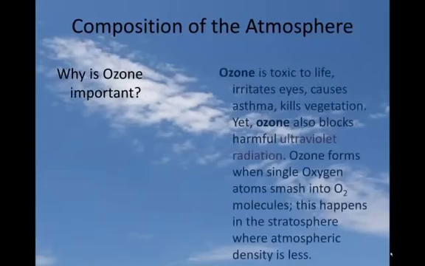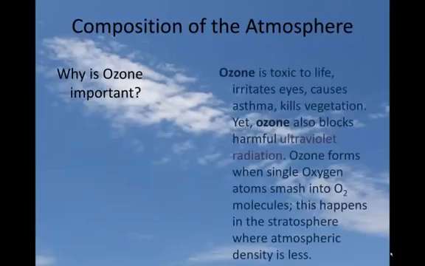Ozone is another important component of our atmosphere. Ozone is toxic to life. It irritates our eyes, causes asthma, can kill vegetation. It's not very good for us. Ozone can be produced by automobiles and by certain other naturally occurring processes. But ozone is very important to life on the planet, as long as we don't breathe it, because it blocks ultraviolet radiation. Ozone forms when single oxygen atoms smash into oxygen molecules.